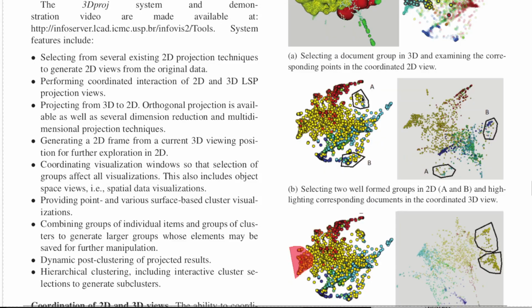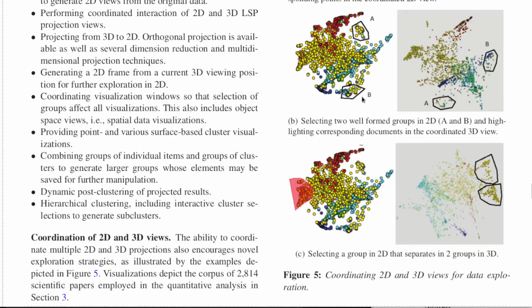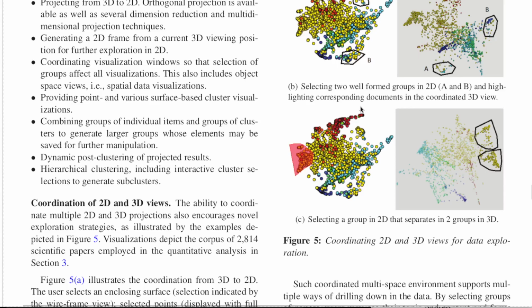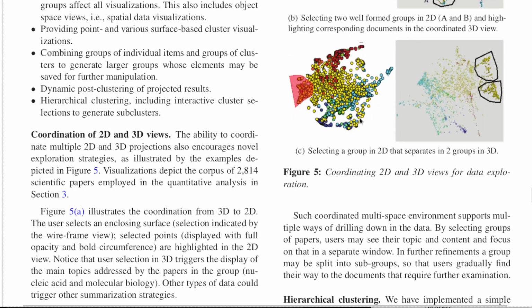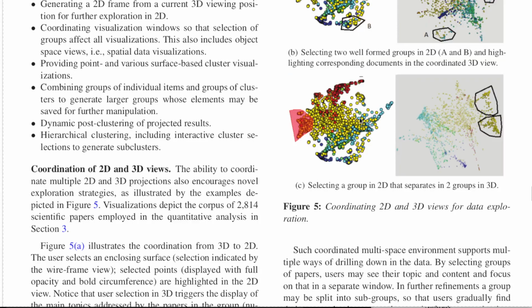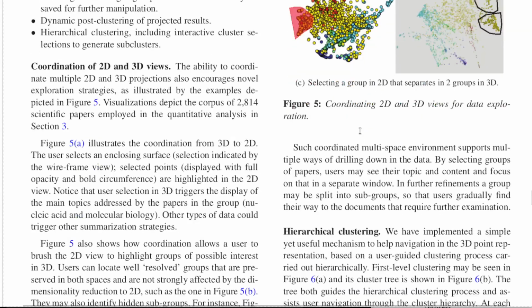Such a coordinated multi-space environment supports multiple ways of drilling down in the data. By selecting groups of papers, users may see their topic and content and focus on that in a separate window. In further refinements, a group may be split into subgroups so that users gradually find their way to the documents that require further examination. Hierarchical clustering.